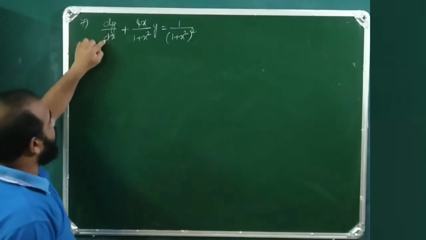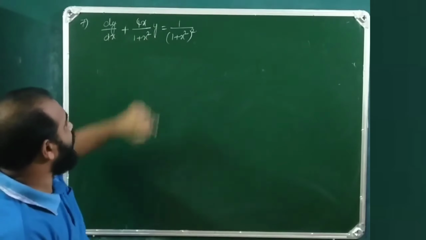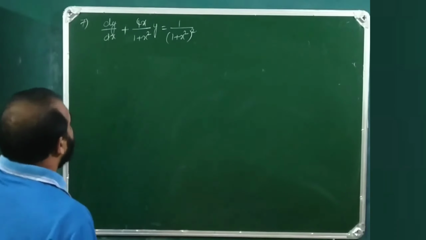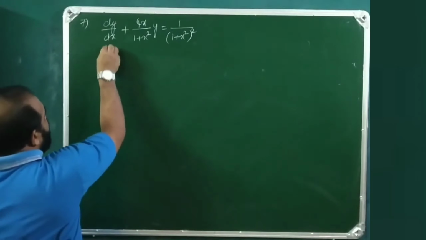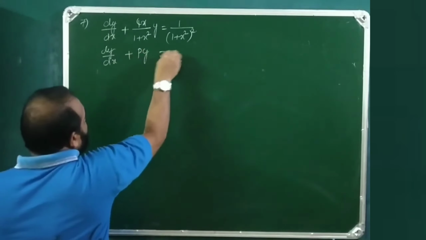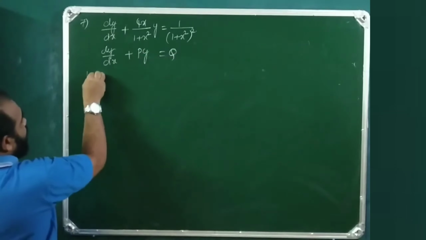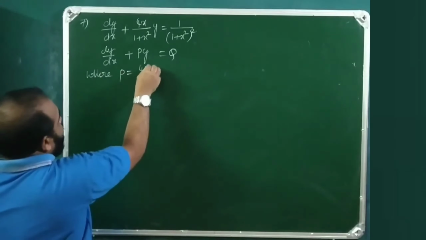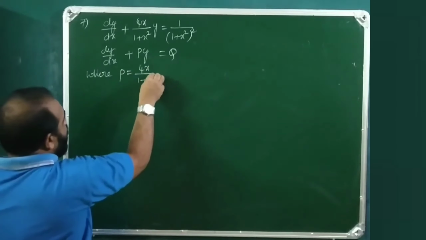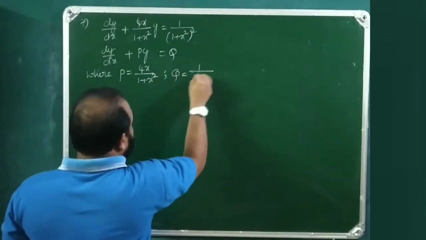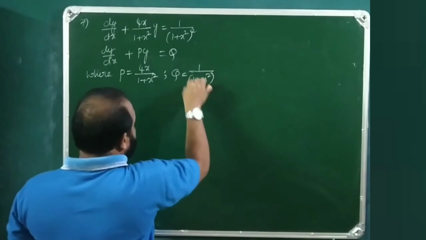Seventh question: dy/dx + 4xy/(1 + x²) = 1/(1 + x²)². This is clearly of the form dy/dx + Py = Q, where P = 4x/(1 + x²) and Q = 1/(1 + x²)².